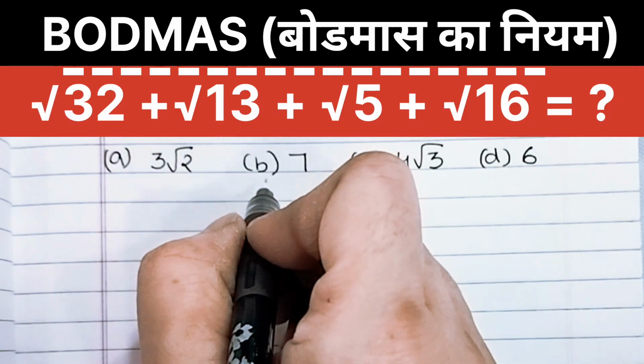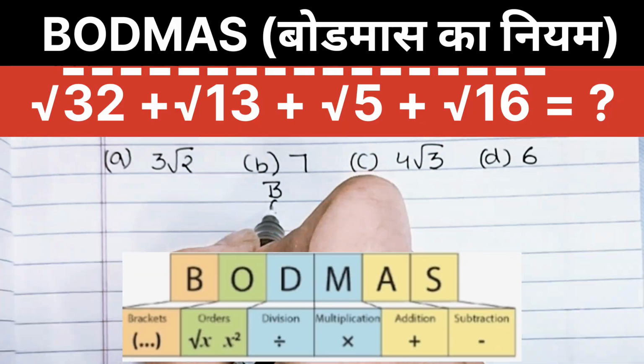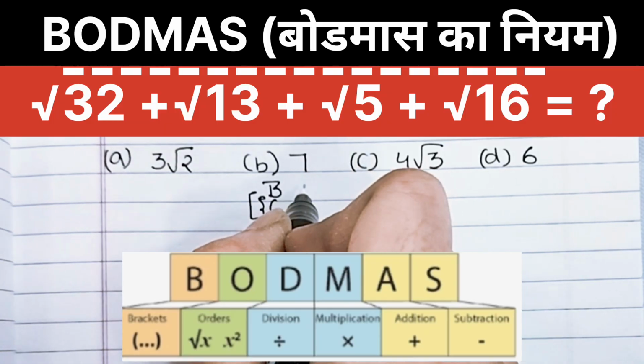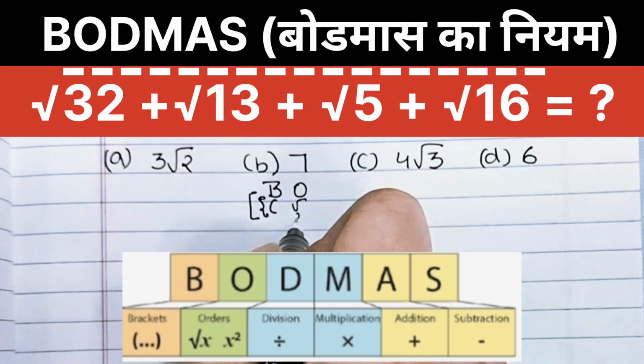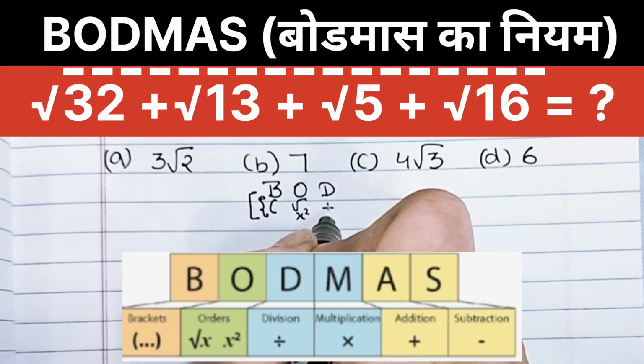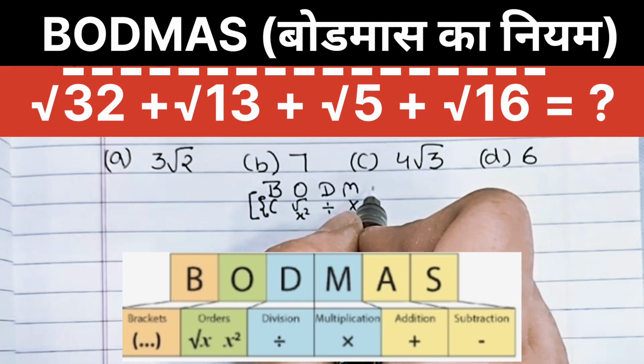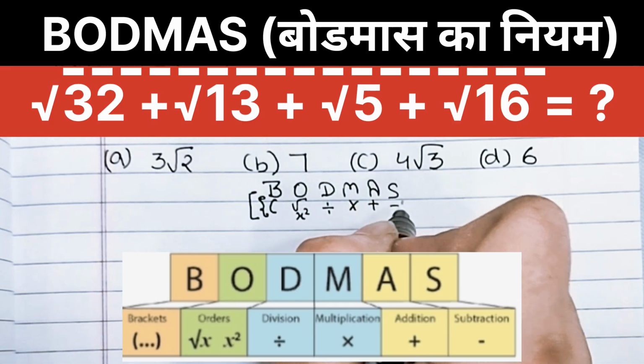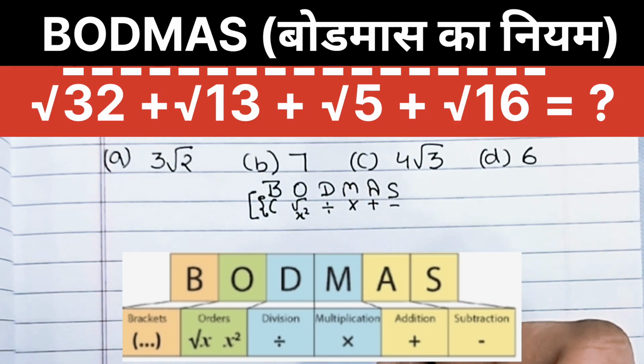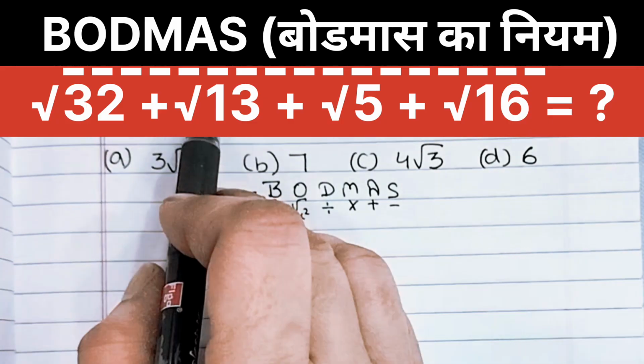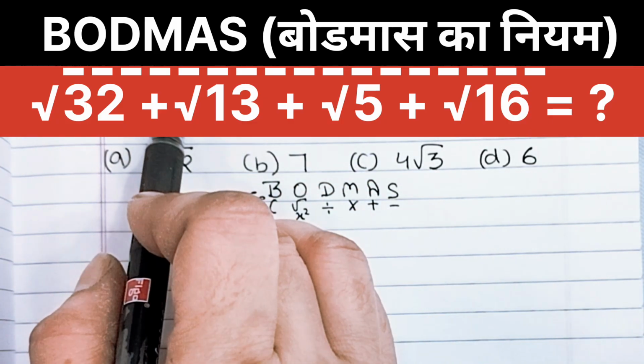In BODMAS, first we solve brackets: small bracket, curly bracket, then square bracket. O stands for of, or roots, or exponent, D stands for division, M stands for multiplication, A stands for addition, and S stands for subtraction. Now we must work from the innermost brackets to simplify the expression correctly.